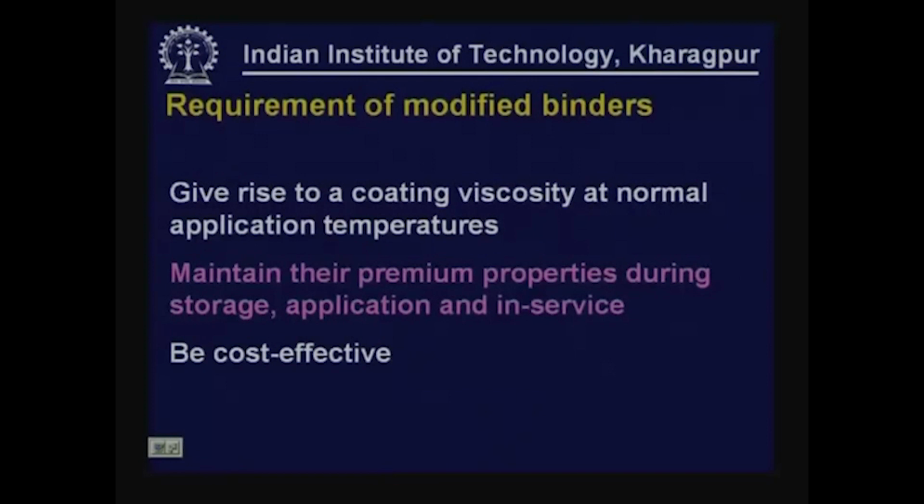The use of modified binders generally gives rise to a coating viscosity at normal application temperatures. That means, they should have suitable viscosity ranges at normal application temperatures. So, we should be able to use them at normal application temperature, and not that we should be using much higher temperatures for using these modified binders. And these modified binders should maintain their premium properties during storage, application and in service. The properties should not be changing significantly. Obviously, they should also be cost effective.